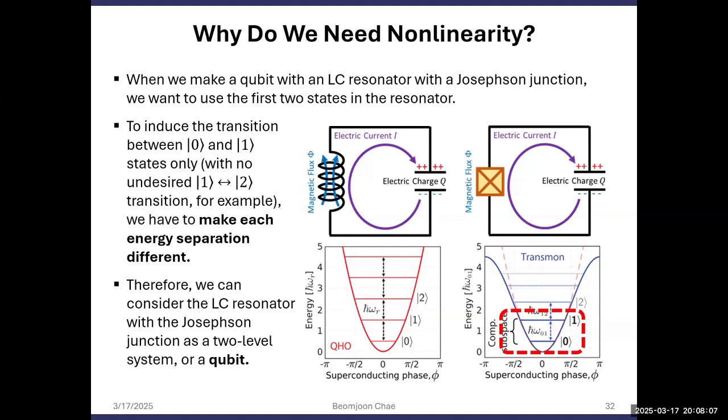So if we apply some electromagnetic field or some other methods to induce the transition between them, then there is no transition between other states like 1 and 2, 2 and 3, 3 and 4, etc. So if we use a Josephson junction as an inductor in the superconducting qubit, then we can consider that kind of nonlinear LC resonator as a two-level system or a qubit. So this is how we make a superconducting qubit.